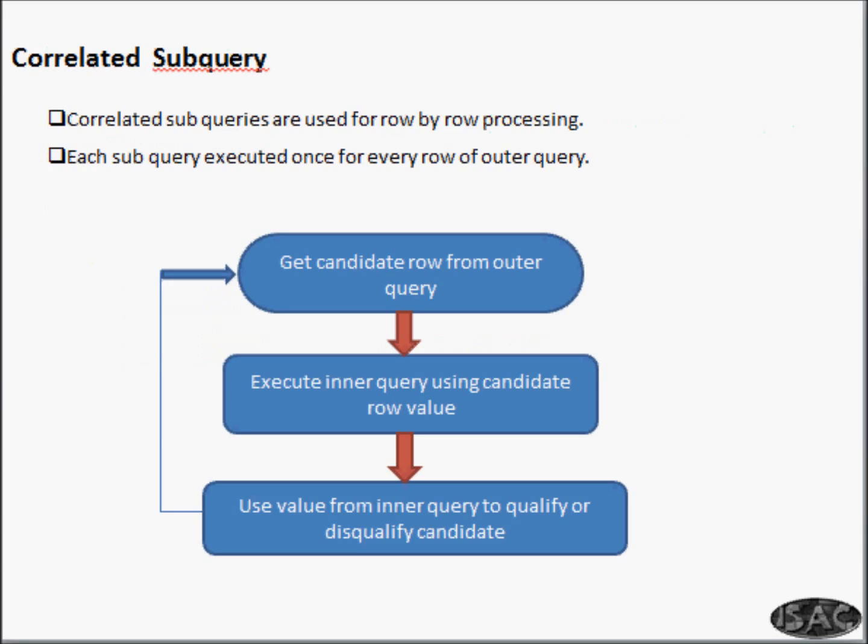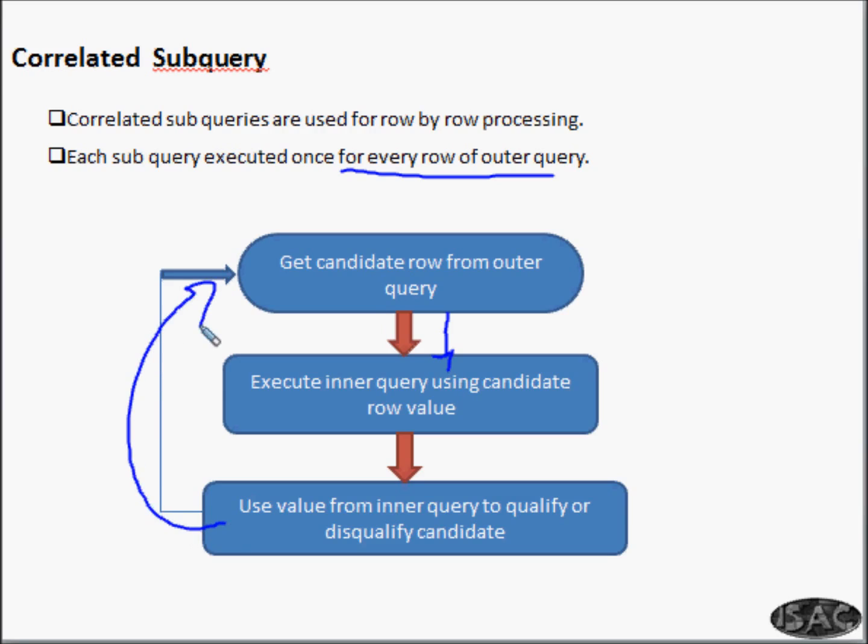Next is the correlated subquery. It is just the opposite. The correlated subquery is used for row by row processing. Each subquery is executed once for every row of the outer query. So get a candidate row from the outer query, execute the inner query, alright, and then use the value from the inner query to qualify or disqualify the row, and display it.